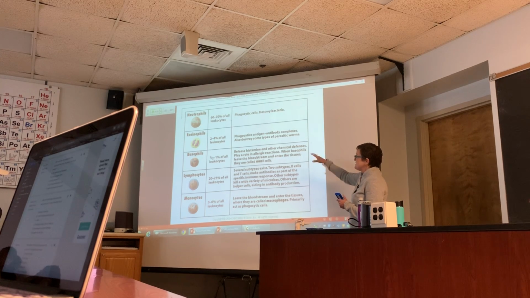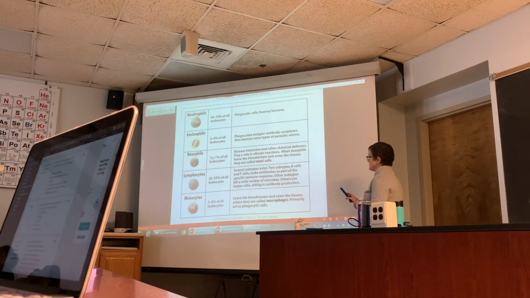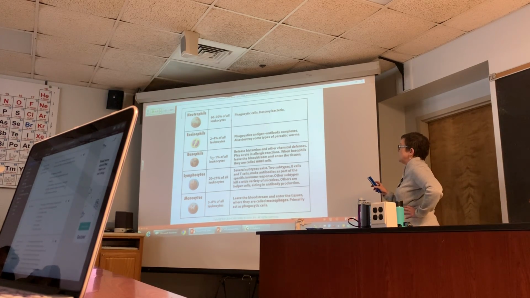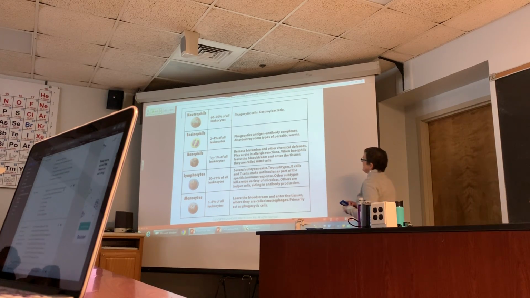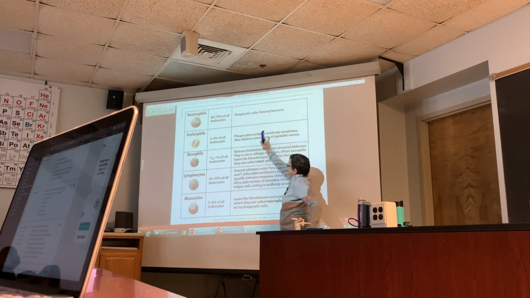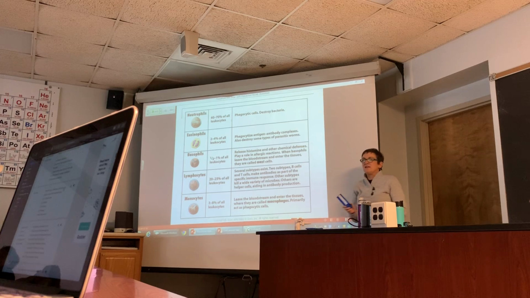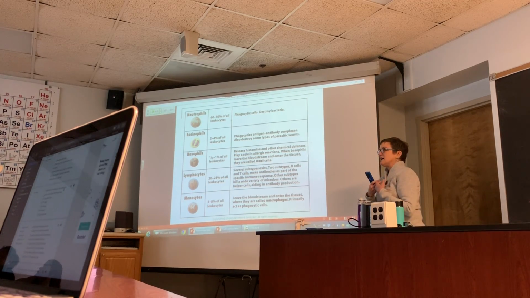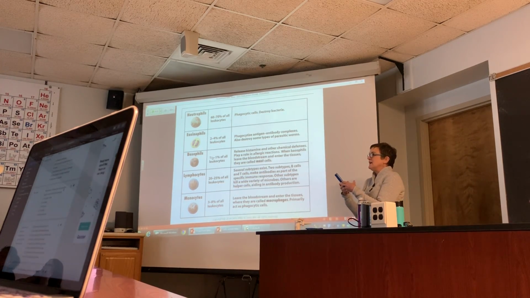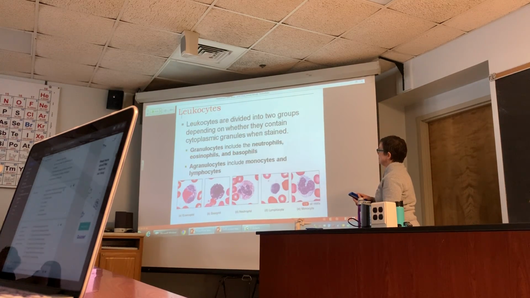This table is just a summary of what we'll be talking about, showing the percentages as well as some of the functions, though we'll talk about a few other functions as well. Notice that some of them, the neutrophils, eosinophils, and monocytes, are phagocytic. That means they engulf other cells. They're involved in engulfing and destroying pathogens. But there's other functions as well that we'll get into.